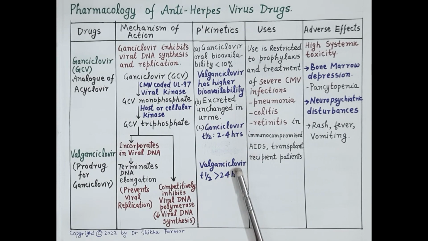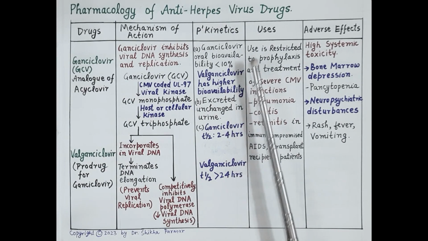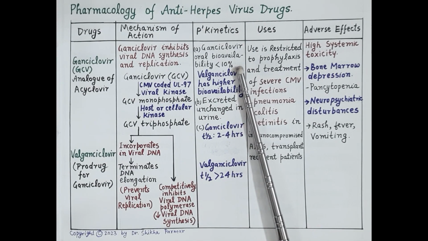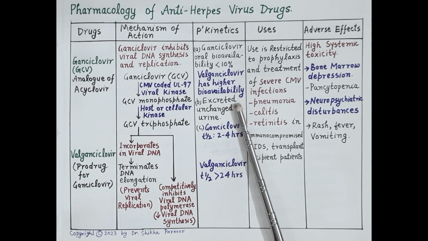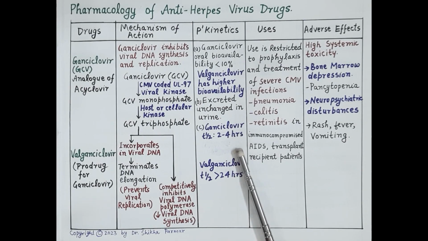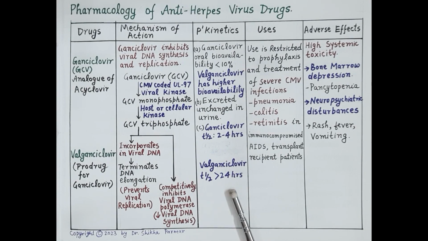Now some important pharmacokinetic features. Ganciclovir oral bioavailability is less than 10%, whereas Valganciclovir has much better bioavailability. Both these drugs are excreted unchanged in the urine. Ganciclovir half-life is 2 to 4 hours, while Valganciclovir half-life is more than 24 hours.